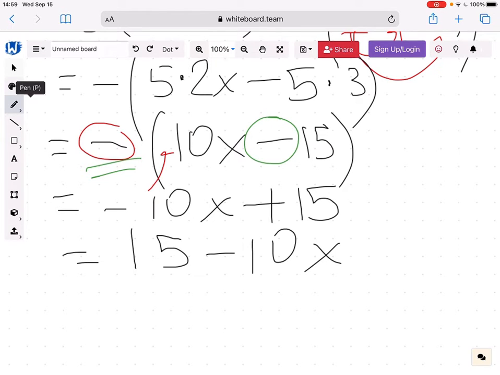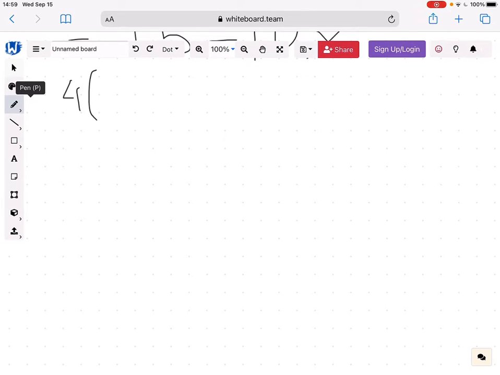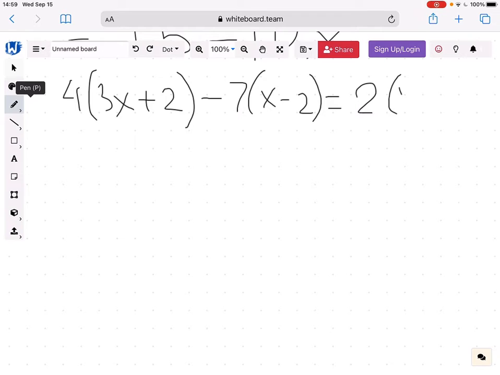All right, that's the basic idea. Now let's go to an example. The example we're going to consider is 4 times (3x plus 2) minus (7x minus 2) equals 2x minus 3. So how are we going to deal with this? Again, we have to open the parentheses.